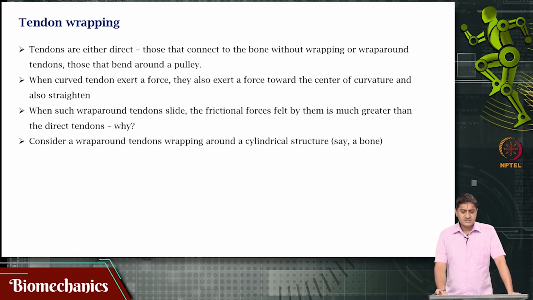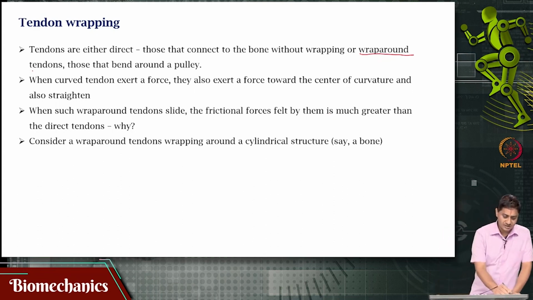Now, tendons either directly connect to the bone or they wrap around the bone and then connect. Those tendons that connect to the bone directly without wrapping around it are the direct tendons. Sometimes tendons wrap around a bone or wrap around a pulley and then connect. Those that wrap around the bone or wrap around the pulley are called the wraparound tendons.